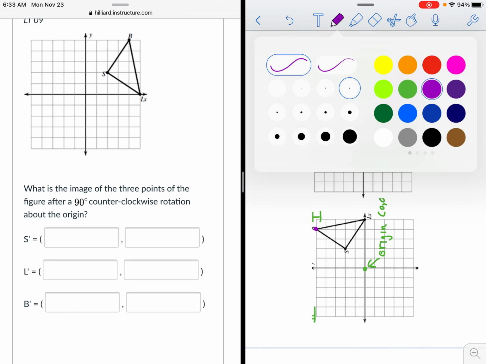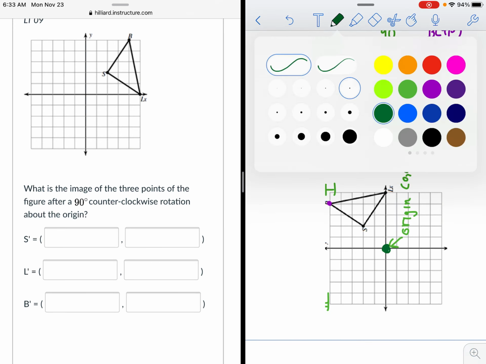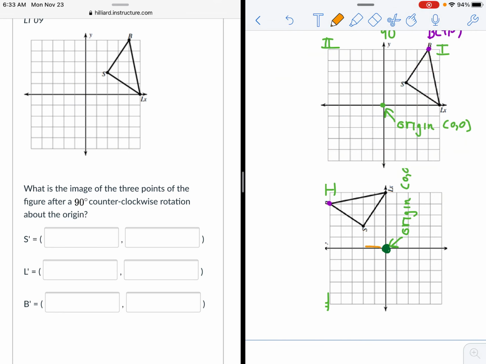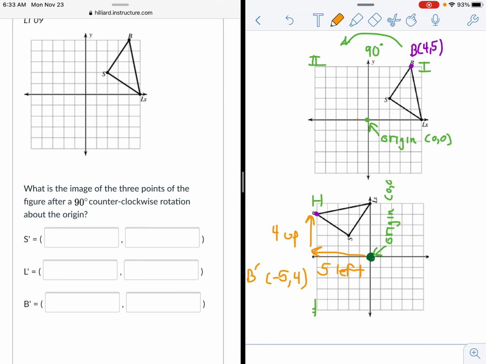Okay, so let's focus on B and let's focus on the origin, all right? The origin is still in the center. So that's what's important. And notice how now, after I did this, it's 5 left, 4 up. Well, that just means that my coordinates of B, which you can actually see, B prime, are going to be -5, 4.